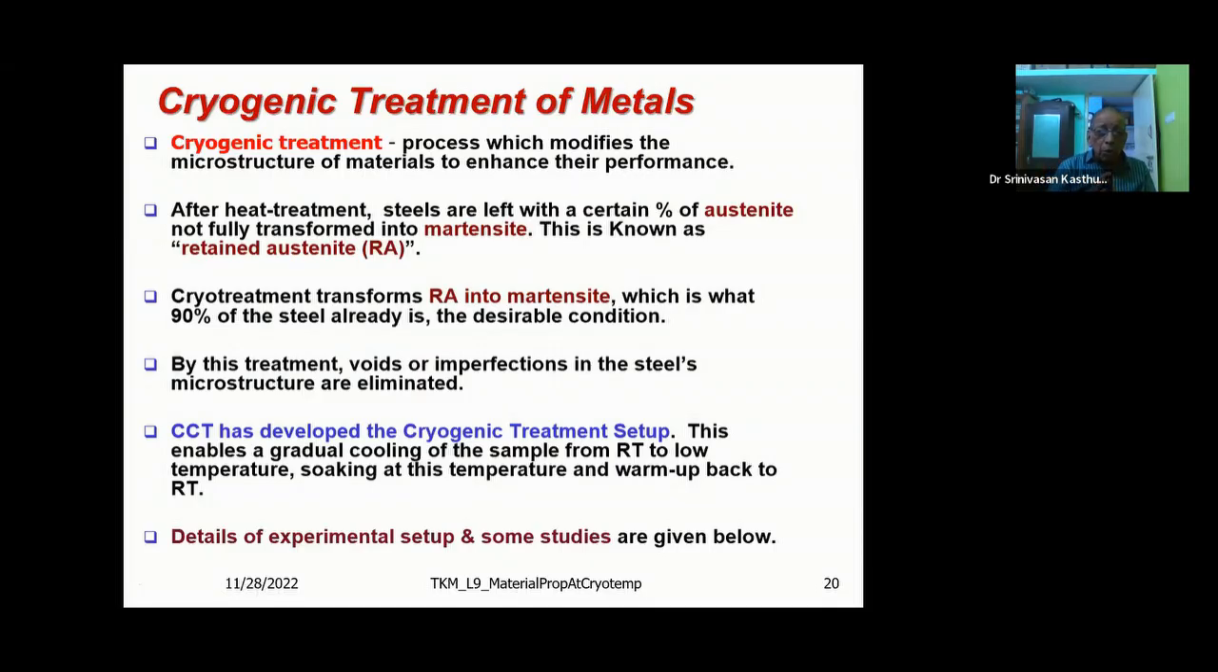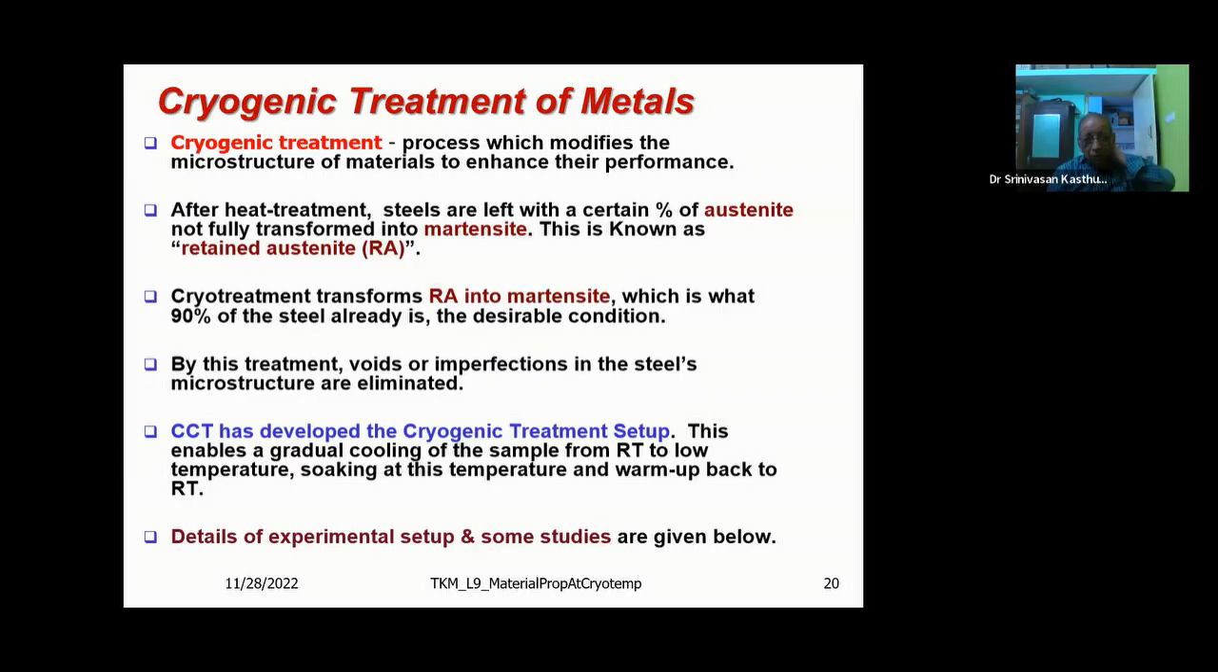Now, if you want to improve the performance of the materials at low temperature, there is something called cryogenic treatment. So this is called cryogenic treatment of metals. It is a process which modifies the microstructure of materials to enhance their performance.